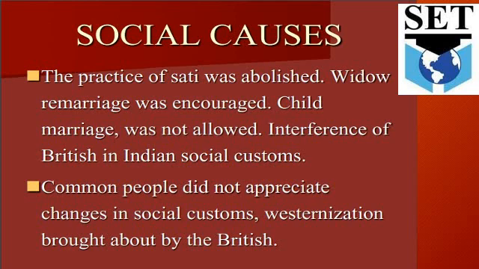Widow remarriage was encouraged. Child marriage was not allowed. Interference of British in Indian social customs. So students, as we know, all people are very firm about their religion, and at that time the Hindus were also very strict about their religion. They don't want any changes in their religion. So the British made some reforms that were totally against their religious teaching.